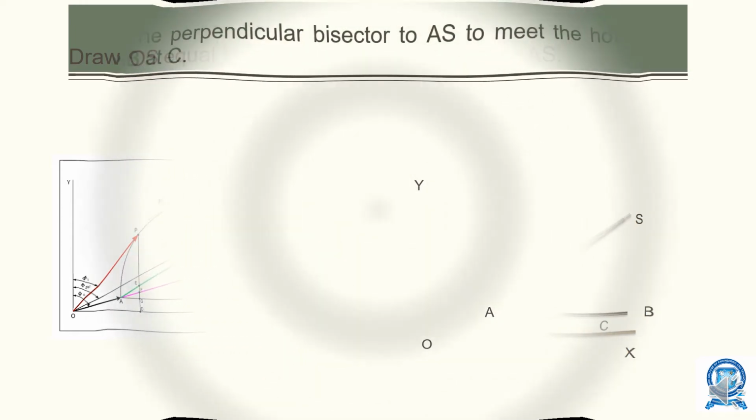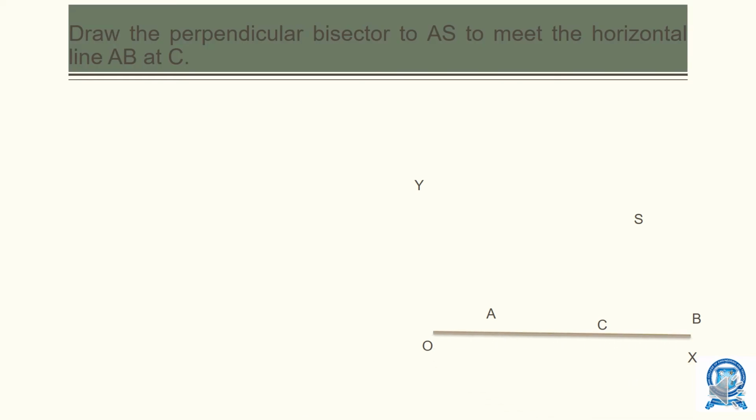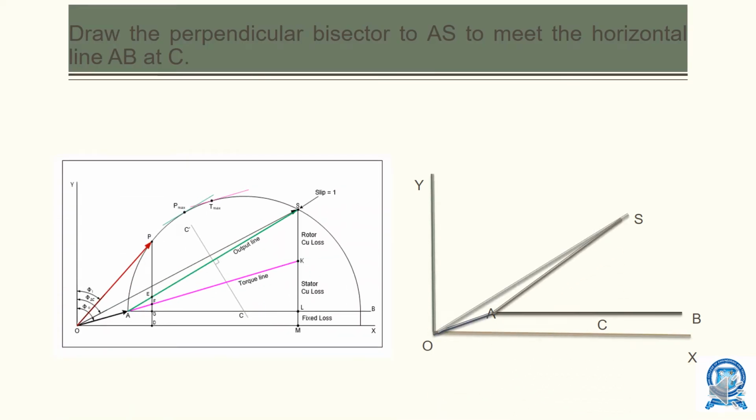Next, draw a perpendicular bisector of AS. This is the line AS, and you are going to bisect this line by taking its half, so you will be getting a cross line like this. Here you can see a line, and I'm going to draw that line.